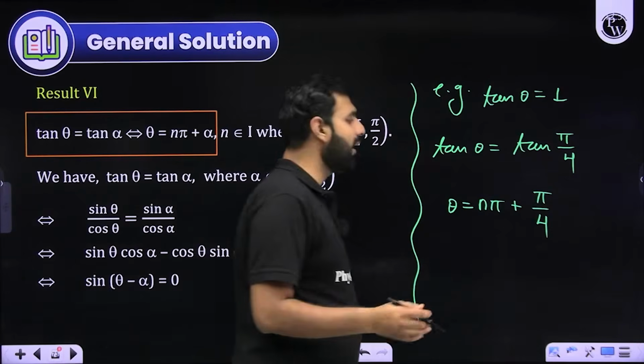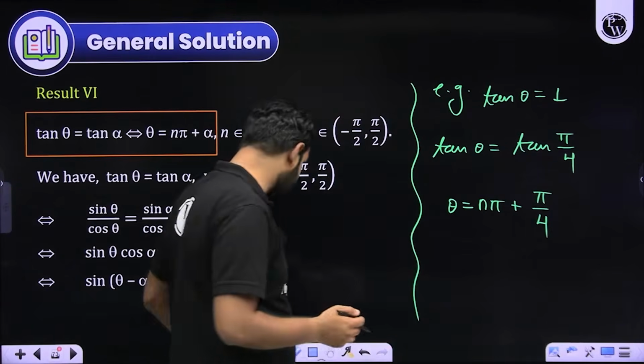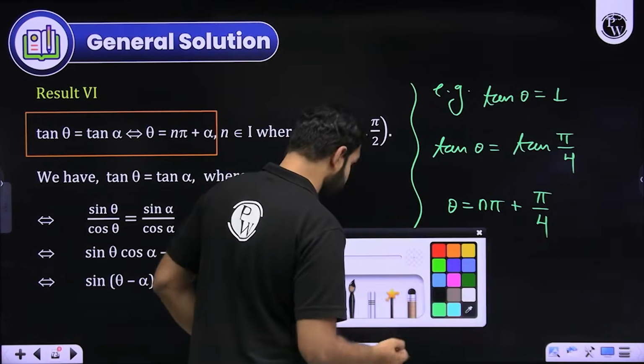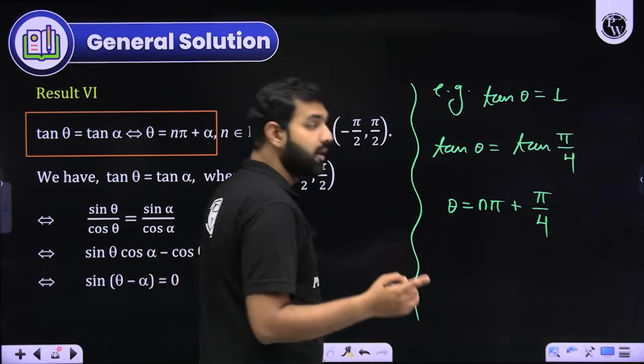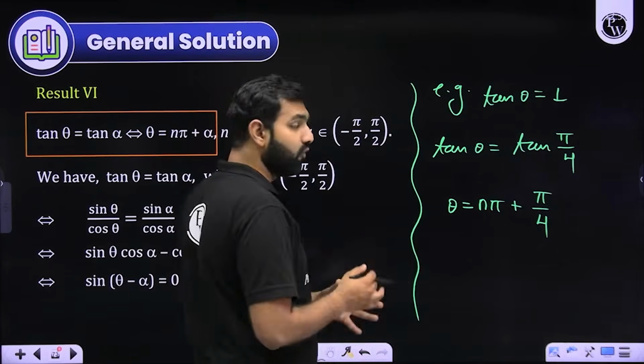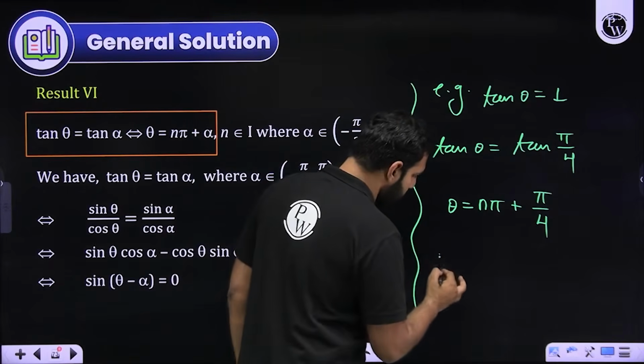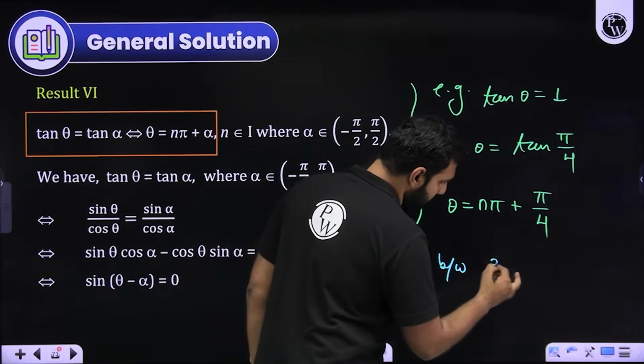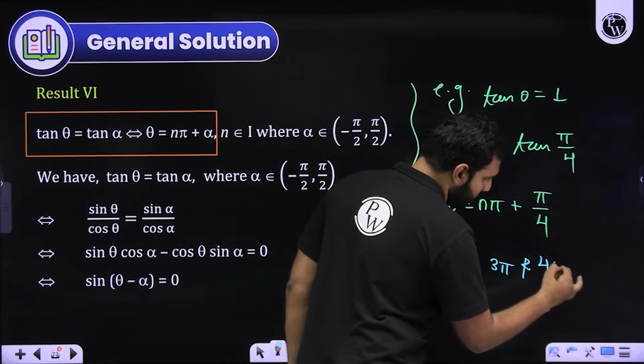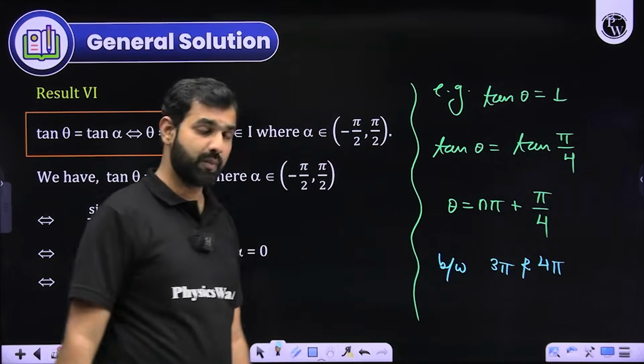Now, let's say I'm asked for a specific value. I'm not asked for the general solution. I'm asked the value of theta between 3 pi and 4 pi. So I'm looking for a solution between 3 pi and 4 pi. Let's say that is also what I'm given in the question, that find a solution between 3 pi and 4 pi.